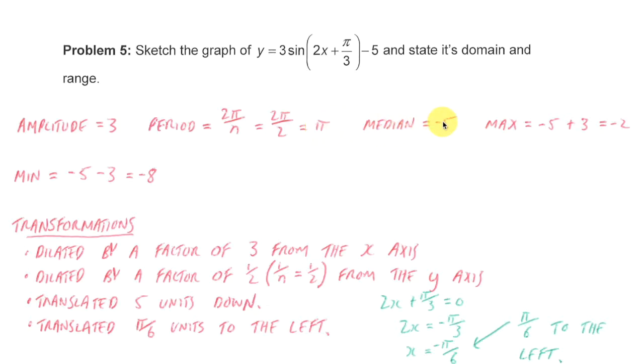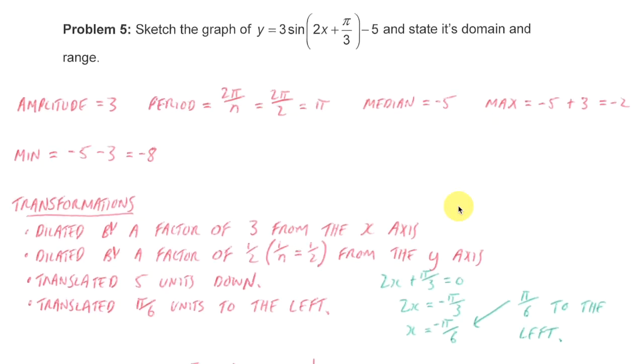Our median is -5, so that's a part that we're adding on at the end. Our maximum will be our median plus the amplitude, so -2. And our minimum will be the median minus the amplitude, so -8. So our range will be from -8 up to -2.